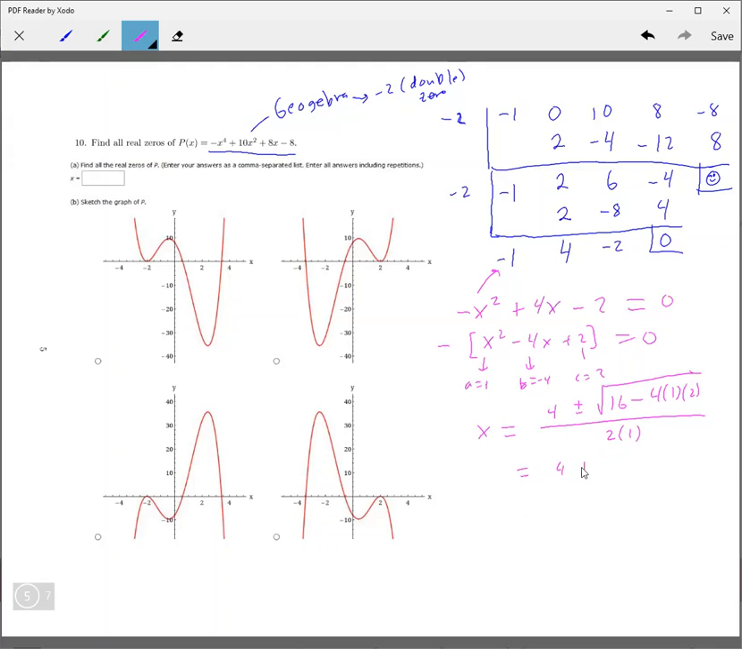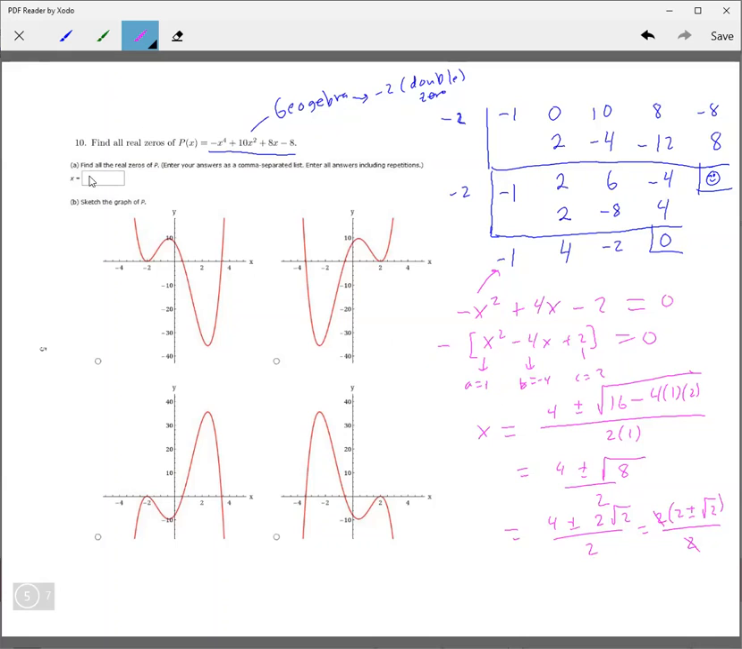Okay, so that's 4 plus or minus the square root of 16 minus 8, that's going to be 8, all over 2. The square root of 8 is the same as 2 times the square root of 2. And we can factor a 2 out of the numerator, and that leaves us with 2 plus or minus the square root of 2, all over 2, and then these 2's reduce. So we have 2 plus or minus the square root of 2.